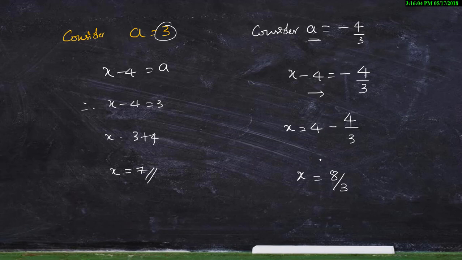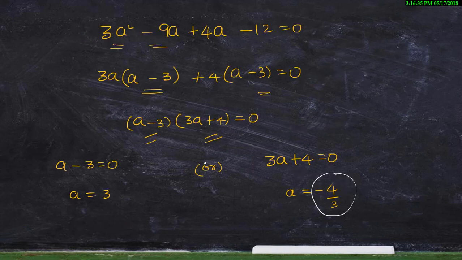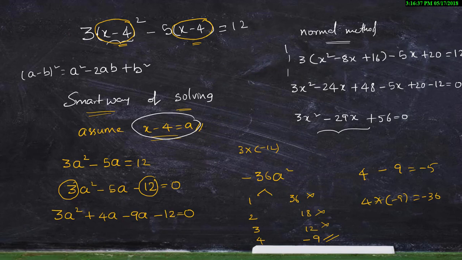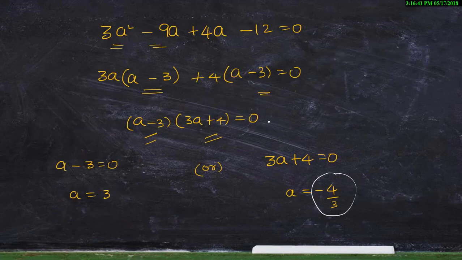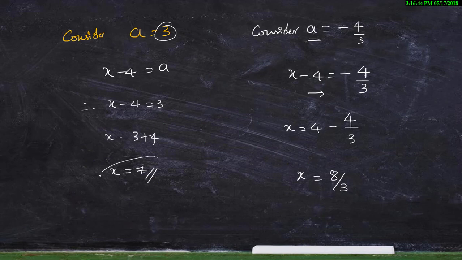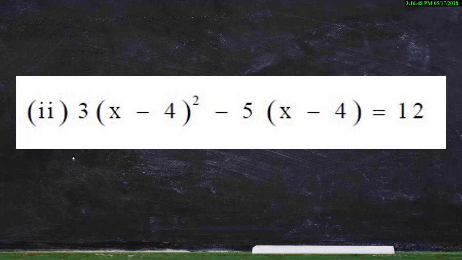Now, we got these two answers, right? And how do we verify whether our answers are correct or not? Simply by substituting. By substituting the answers, we can verify. First, take the question: 3 into (x minus 4) whole square minus 5 into (x minus 4) is equal to 12. We got x is equal to 7 and x is equal to 8 by 3. We'll just prove it. x is equal to 7. Now, substitute in the question.